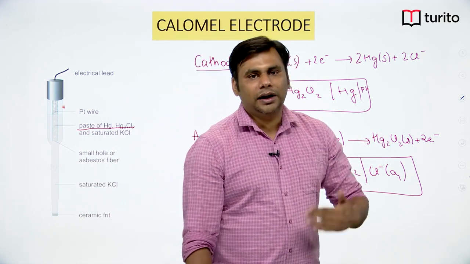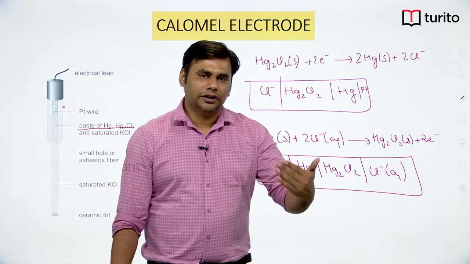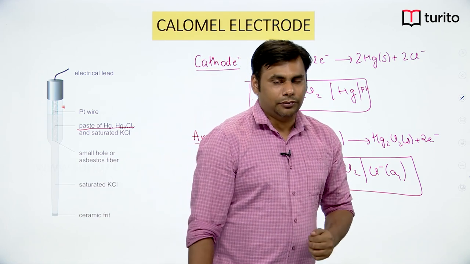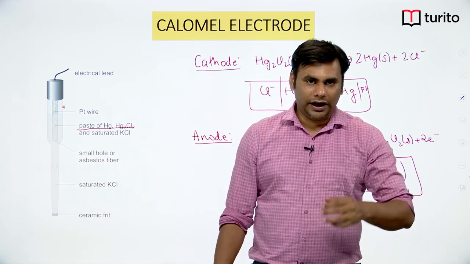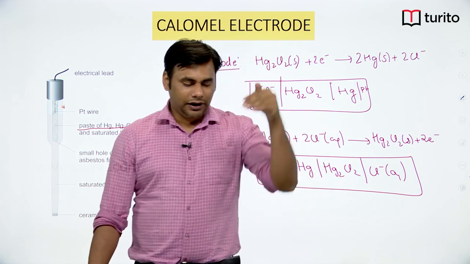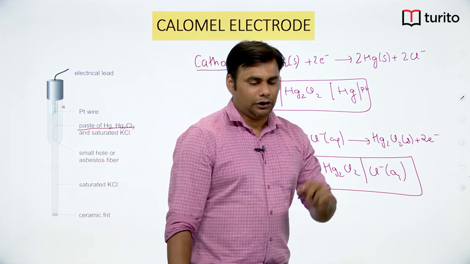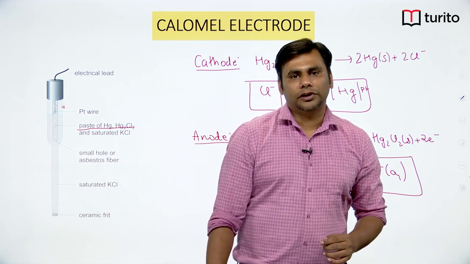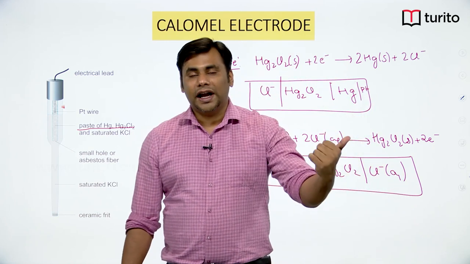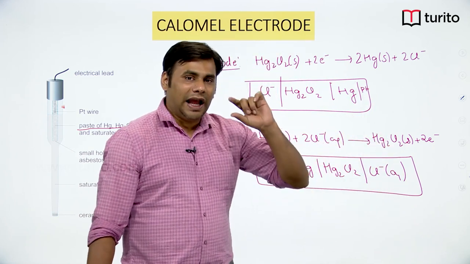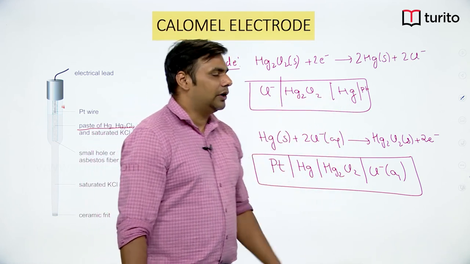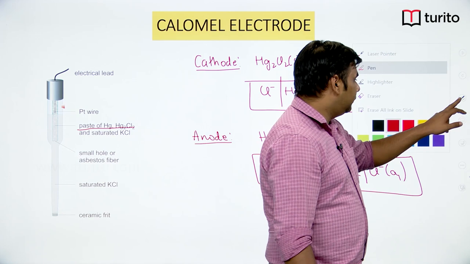The second example is a metal dipped in its own aqueous solution containing the ion, so metal dipped in the metal ion solution. The third example is metal, insoluble salt and a common ion. You take a metal, you have a paste of the insoluble salt around that metal and you dip it into the solution containing the common ion of that metal insoluble salt. That is Ag, AgCl and Cl negative. You should know what reactions are happening at the cathode and anode and how you represent that cell. A similar example is the calomel electrode. I hope this is clear to you.